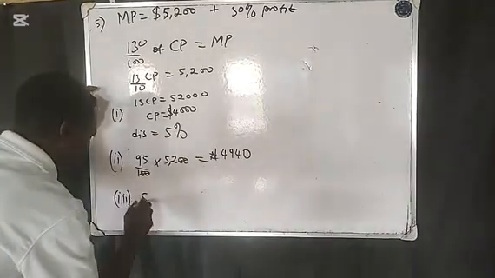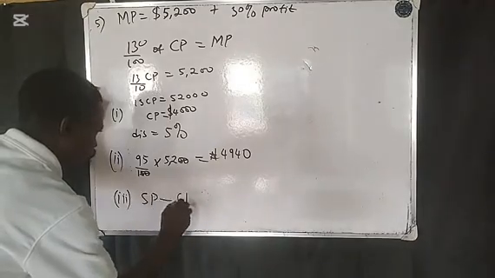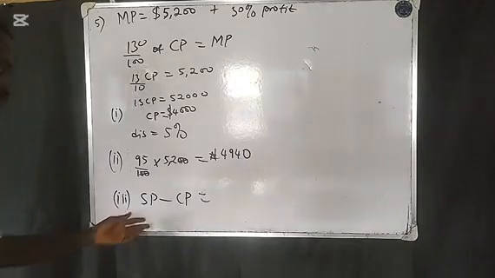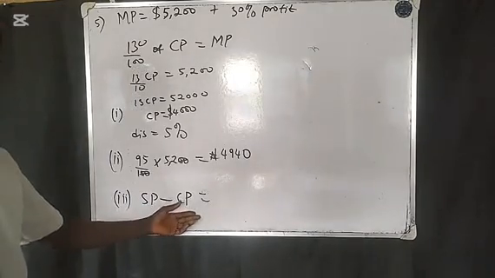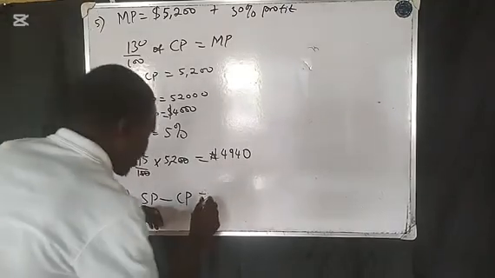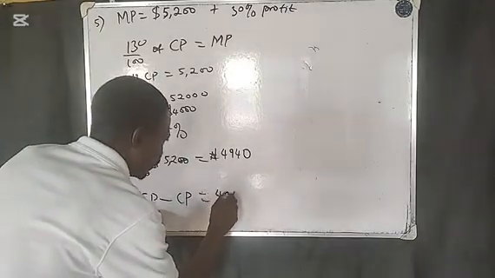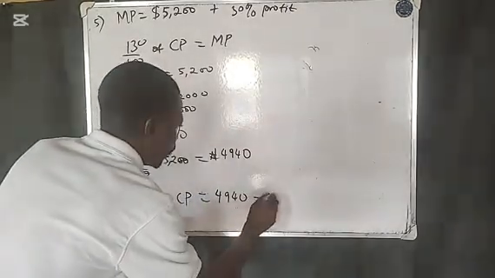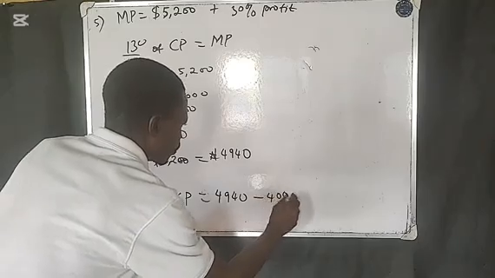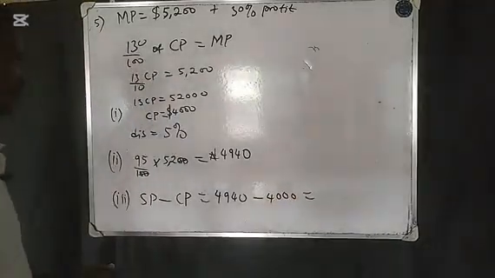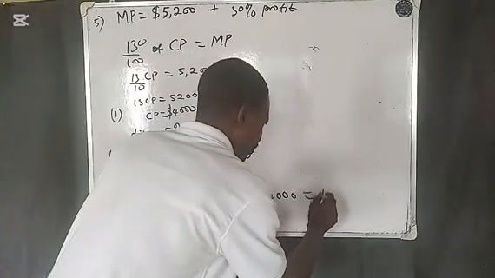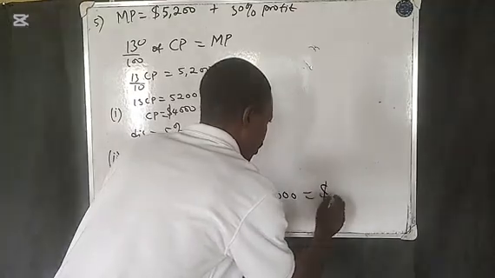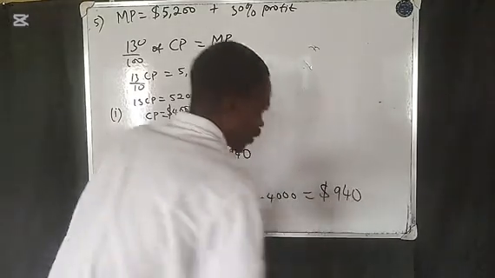So the price he bought it at is this, but this is the amount he's selling at. Sometimes it's good to write our formula. Selling price minus cost price will give us the profit of the man. The selling price is 4,940 minus this one, 4,000. So what is the balance? 940. So the actual profit the guy made is $940.